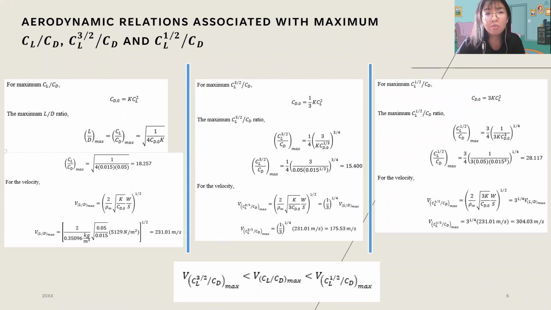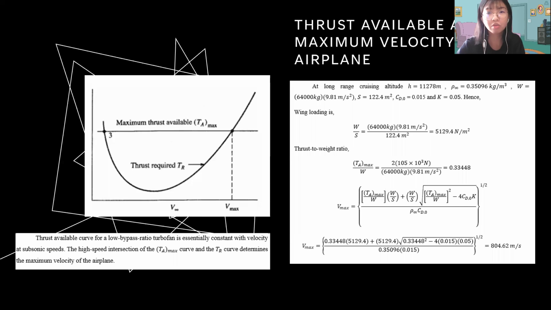The next part is the aerodynamic relation associated with maximum lift to drag coefficient to the power of 3/2 and also to the power of 1/2. After all the calculations, we see that the velocity at lift to drag coefficient to the power of 3/2 is lower than the normal lift to drag coefficient velocity, and the velocity at lift to drag coefficient to the power of 1/2 is the highest.